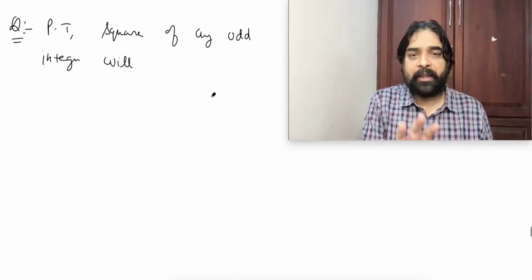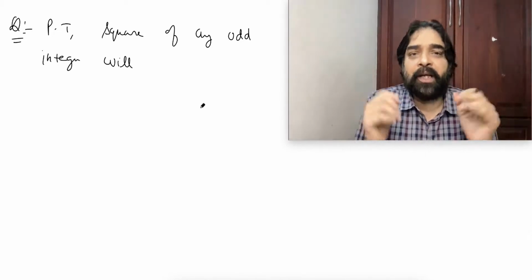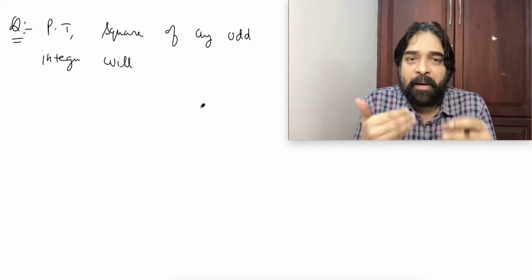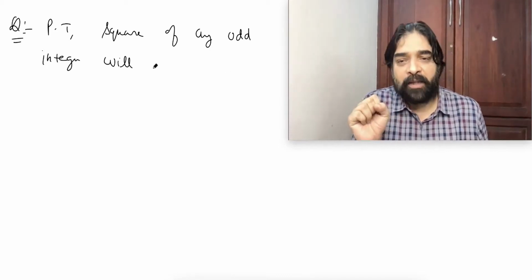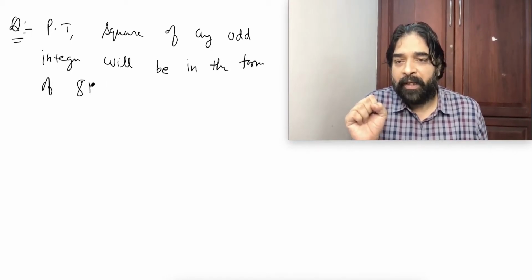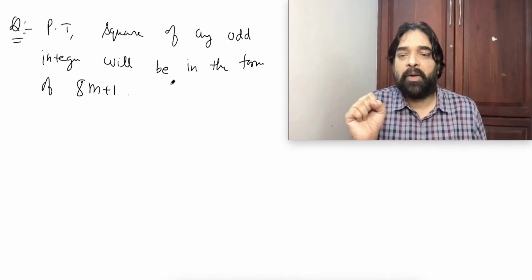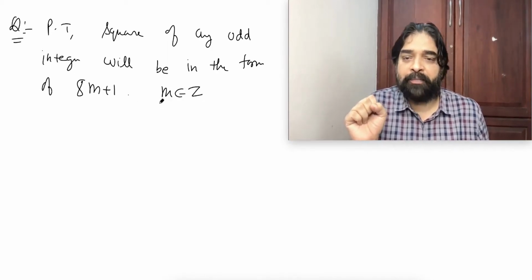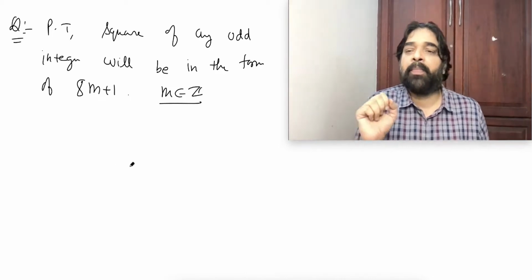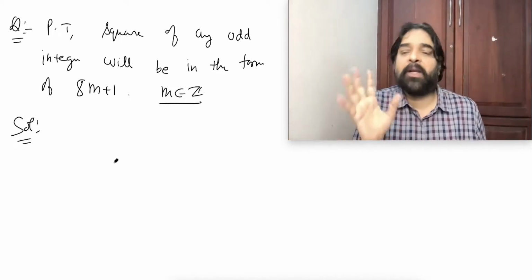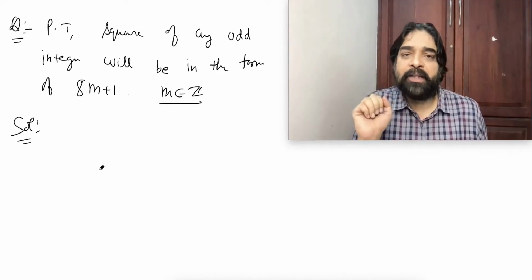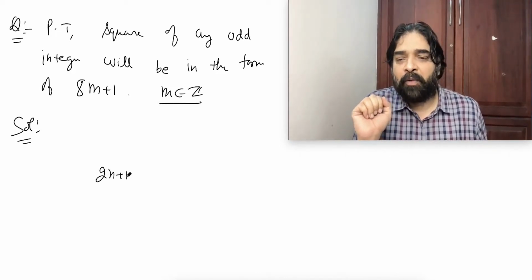See, these are simple theory actually. I'm creating it in the form of questions and I'm trying to explain to you. Prove that square of any odd integer will be in the form of 8m plus 1, where m belongs to integer. Very simple, easily you can do it. Any odd integer square, how will you write it? 2n plus 1 whole square.